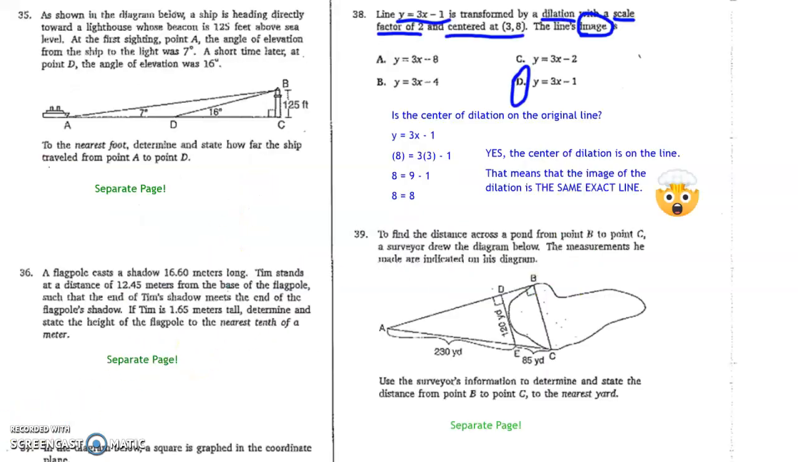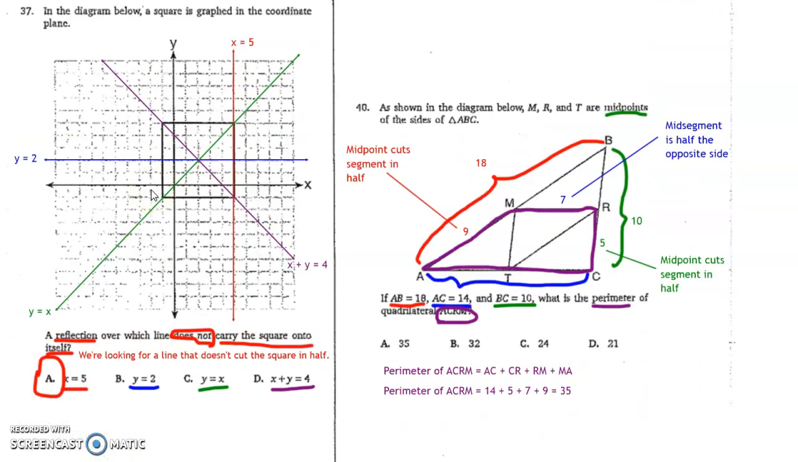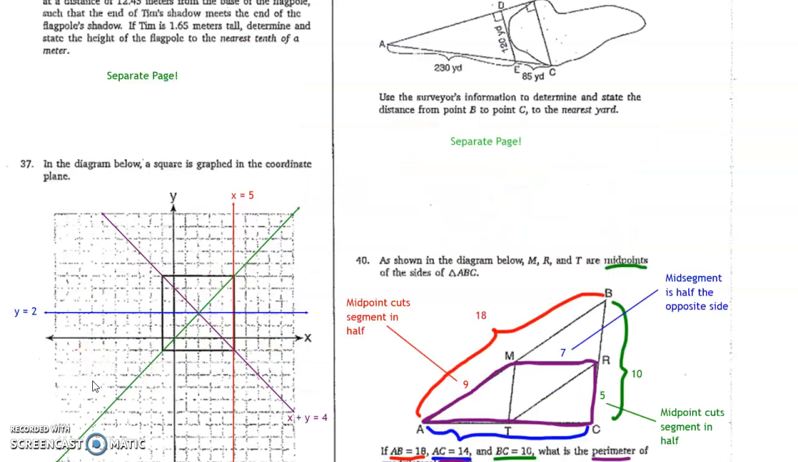For the next question, which is question number 37, I didn't do it on a separate page, it was right here. It says we're looking for a line that does not carry the square onto itself, map onto itself. These things mean they're lines of symmetry which cut the square in half. Well, it looks like the purple line does just that. The green line does just that. The blue line does just that. But yes, when you graph this red line, that x equals 5, that does not cut the square in half. So that's the one we're looking for.